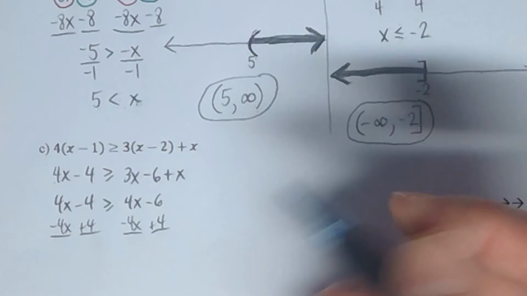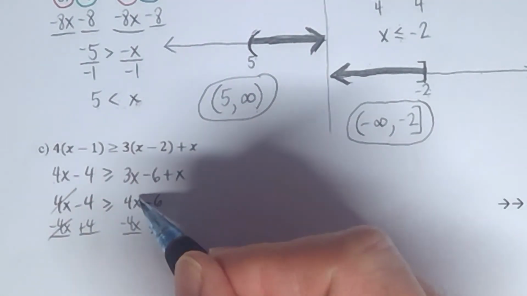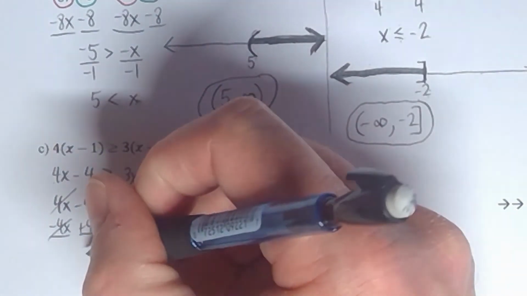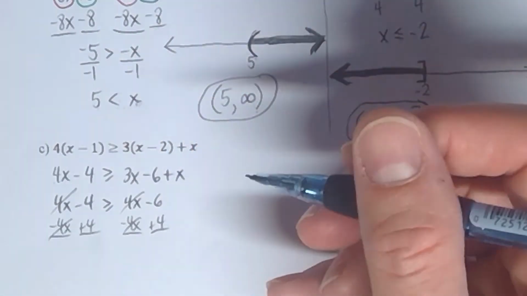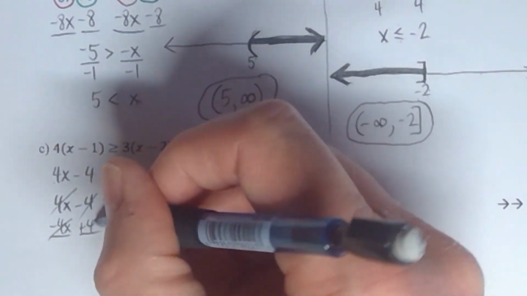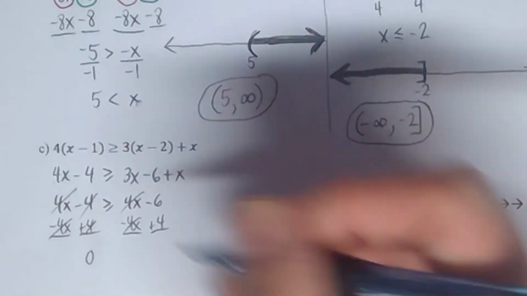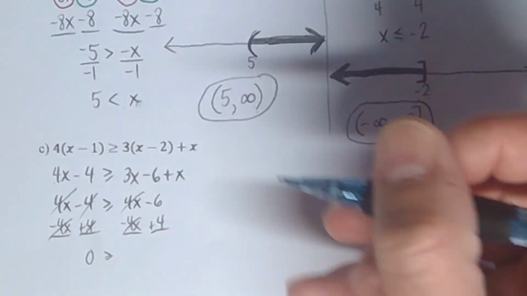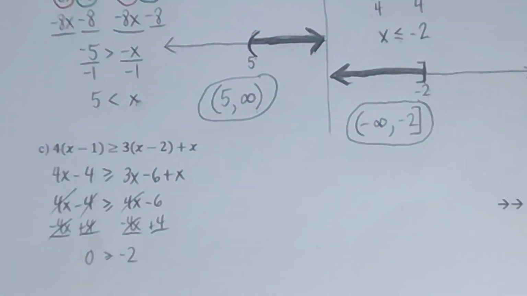But what happens when I do that? Don't all of the x's cancel? Like that. Okay. And these cancel too. So we get 0 on the left side because everything canceled over there. And over here we get -2.